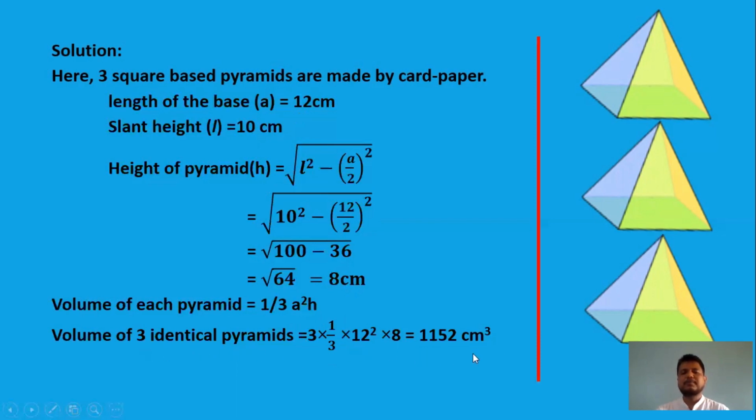After getting the volume of 3 identical pyramids, at the last we can give the conclusion, and our conclusion becomes like this. These pyramids occupy 1152 centimeter cube of space. Because the question is asking how much space do these pyramids occupy. Then our conclusion is these pyramids occupy 1152 centimeter cube of space.